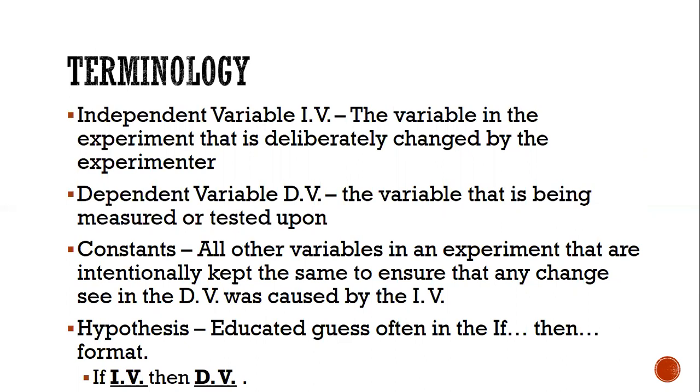Constants. Ideally, this should be everything else in the experiment. Your idea should be to keep everything as similar as possible. Now, I'm going to be honest with you. As you get older and when you get into a lab setting, if you're doing complex experiments, sometimes there will be more than one factor that has changed.